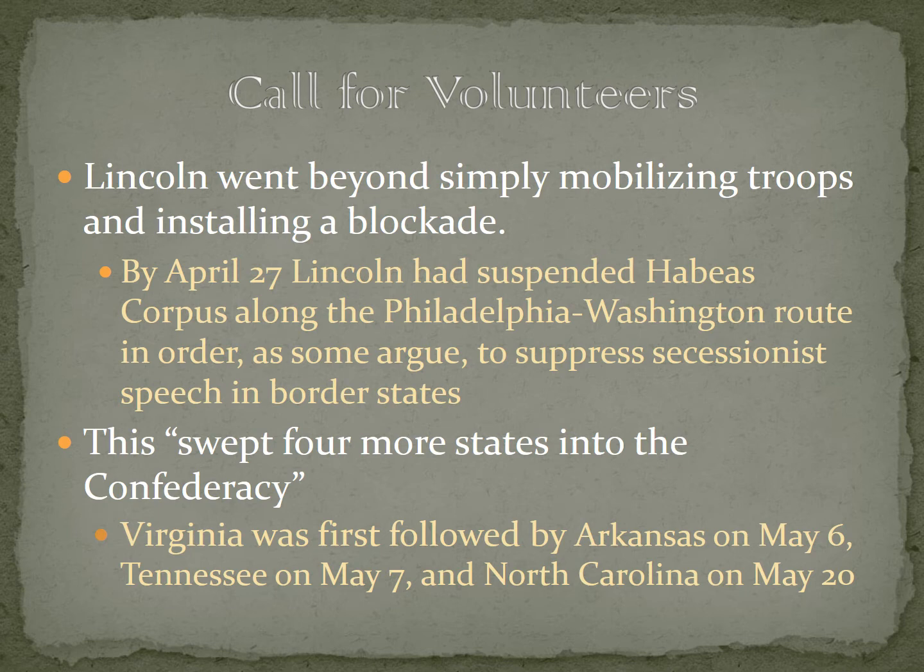Now, initially, Lincoln suspends the writ of habeas corpus along this Philadelphia-Washington route, and he does so as a military measure. There were troops trying to get through, there were supplies trying to get through, and pro-Confederate sympathizers were disrupting that. And so, in order to allow for the war to go on, in order for Washington to be protected, the right to habeas corpus is suspended along that railroad line, along the Philadelphia-Washington route, as a war measure.